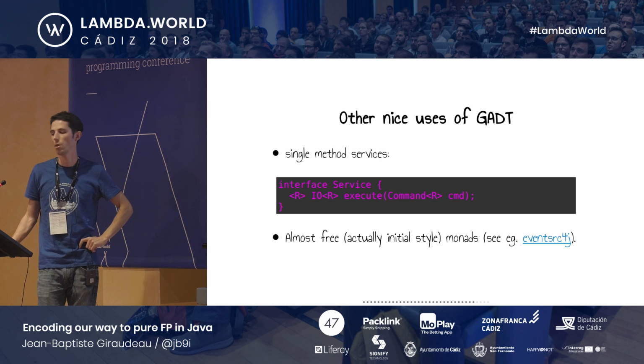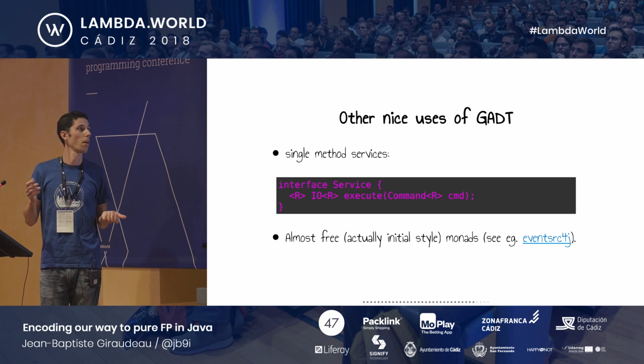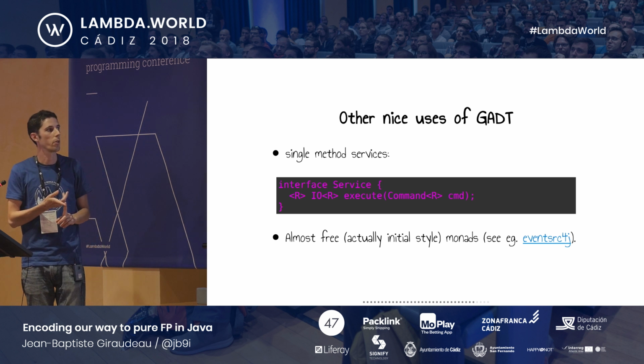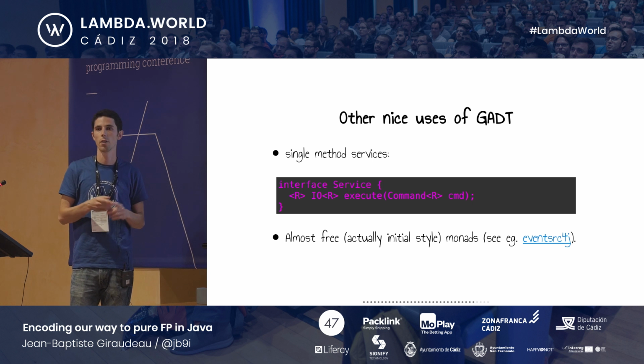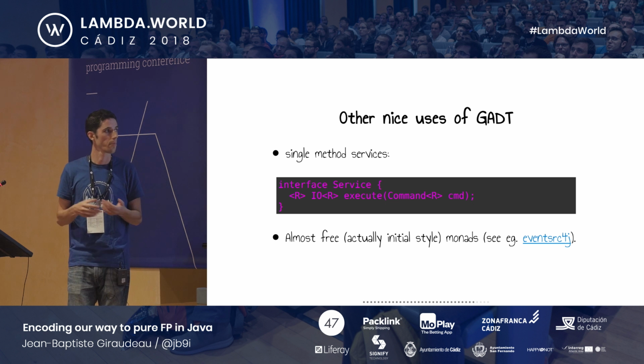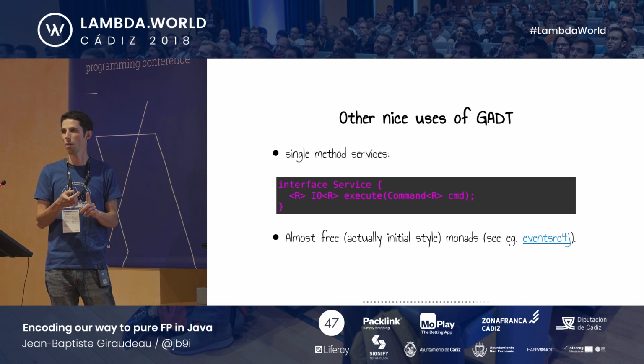Another nice use of GADT is to implement single method services. Instead of having a bunch of methods in a service, you have only one, and you parameterize your commands with the type of the result you want. That way you have only one method, and this gives you a lot more flexibility to compose it, because functions compose much better than objects. So you can have a wrapper around this that provides transactionality or logging, stuff like that.